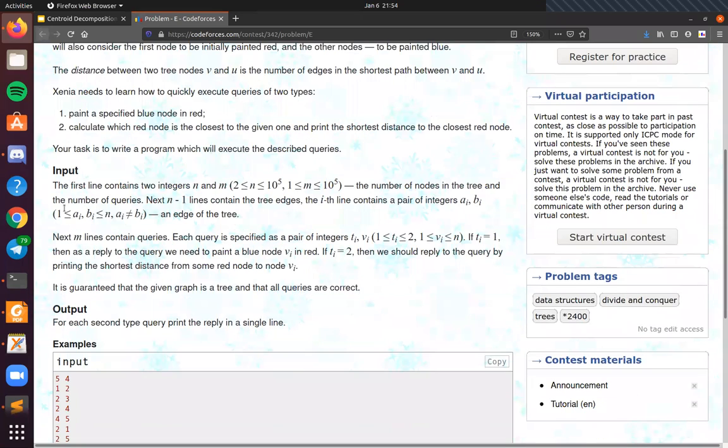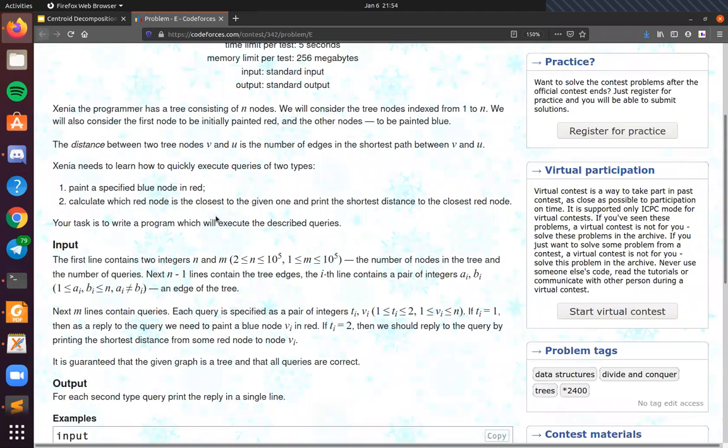This is the input format: n and m. So you are given a tree and initially the first node is red. You have two types of queries. The first one is to paint any node red. The second is to calculate which is the closest red node to the given node. So you are given the node and you have to tell which one is the closest red node.